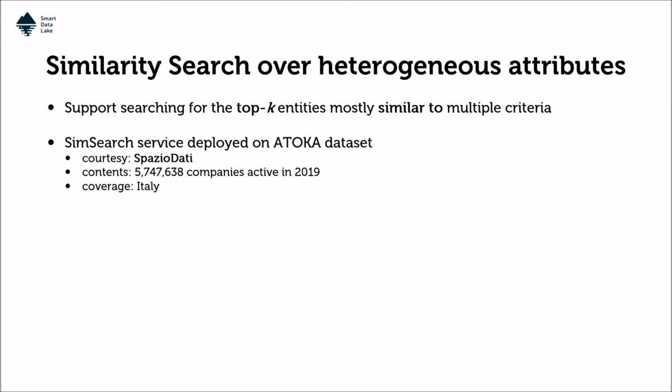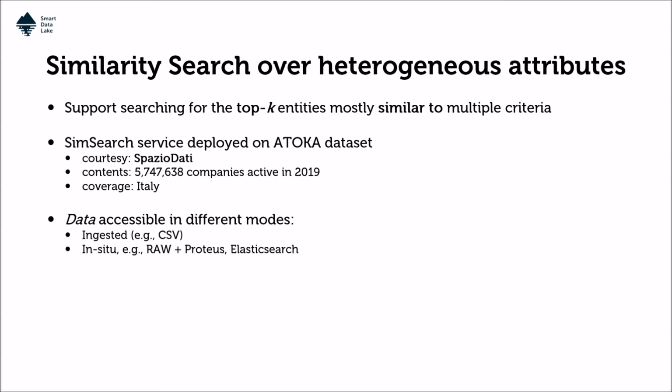We have deployed a web service for this Similarity search component instantiated against about 6 million companies active in 2019 across Italy, and this data has been extracted from the Atoka dataset provided by our partner SmartDataLake. Similarity search accepts attribute data from heterogeneous, perhaps even remote data sources. So data can be either ingested from CSV files or queried in situ via JDBC connections to databases or requests to REST APIs like Elasticsearch.